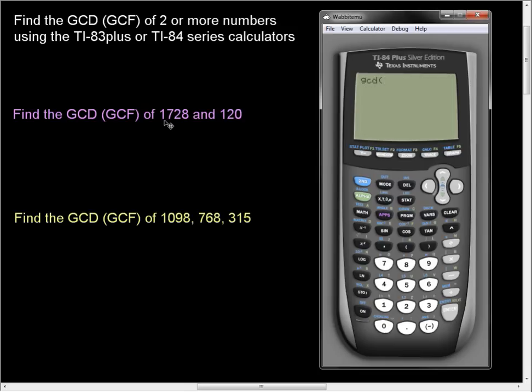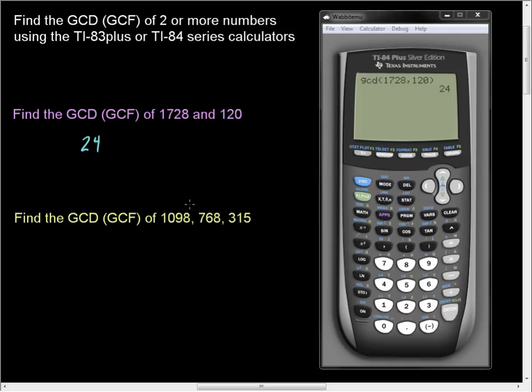So we want to find the GCD. Press enter. Now go ahead and put in our numbers separated by a comma: 1728, comma 120. And then we want to close our parentheses. It's just a good habit. Enter. Okay, so these two numbers had a greatest common divisor of 24. Well, that's fine. That's not that big of a deal.